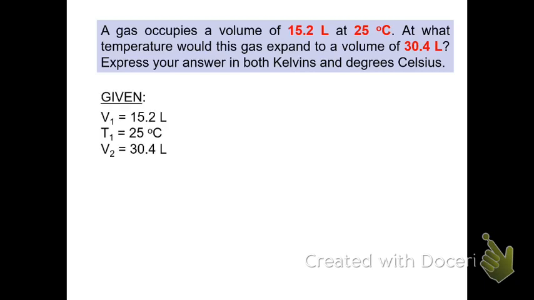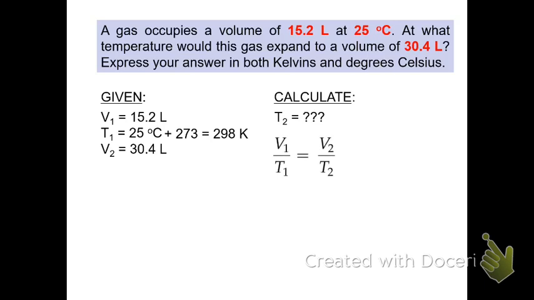All right, so this is what's given. We have the initial volume of 15.2 liters at a temperature of 25 degrees Celsius, so we must convert this to kelvins first. And then we're given the final volume of the gas, which is 30.4 liters. Okay, and so we're trying to find the final temperature. So converting the temperature first to kelvins gives us 298 kelvins.